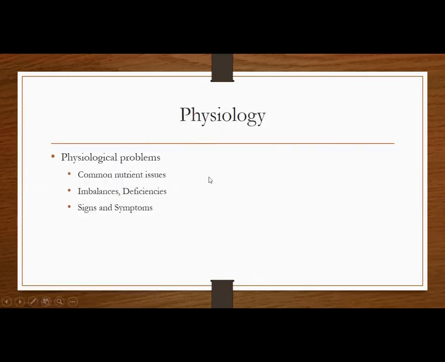What's the physiology of the plant? So what we're looking at here are problems with the plant associated with nutrient imbalances and deficiencies. And what are the signs and symptoms of those? So for corn, for instance, we start to get a purpling of the corn leaf. That's often a sign of potassium deficiencies. We start to get interveinal chlorosis, we have iron or magnesium deficiencies, et cetera. What does that look like in the plant? How do we solve it?